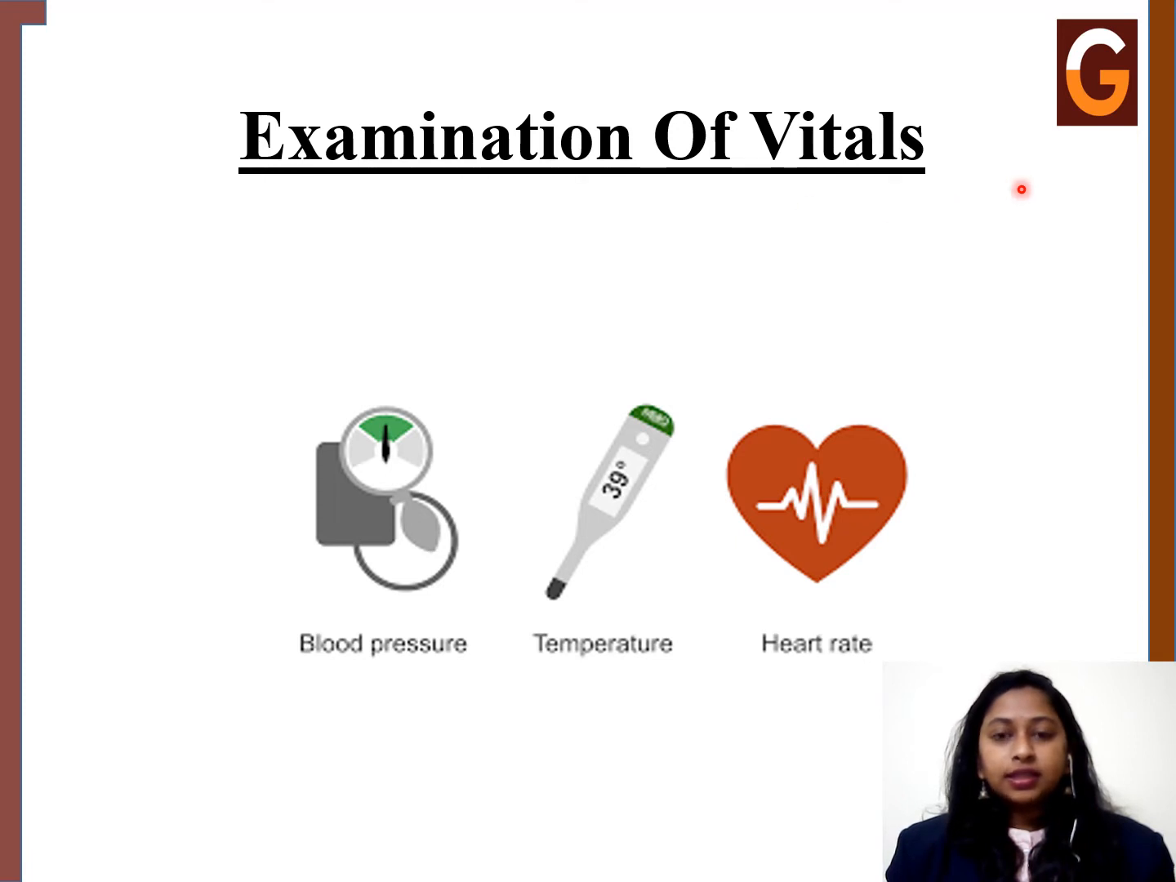Examination of vitals. These are a very important aspect of the human examination. When a victim or a patient comes, the first and foremost things we try to check are four examinations: blood pressure, temperature, heart rate, and one more is the respiratory rate. These are the four vital signs of the human, which we have to check whether it is a road traffic accident or whether he or she has been admitted in the hospital. These four aspects of the vitals have to be checked, which is very important.